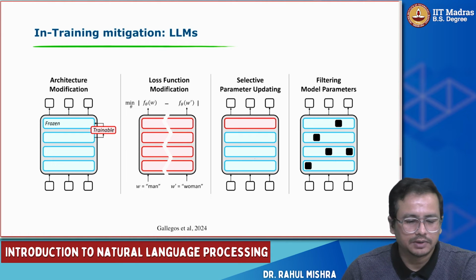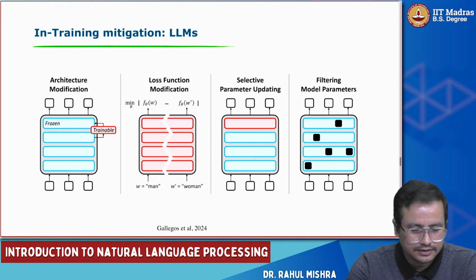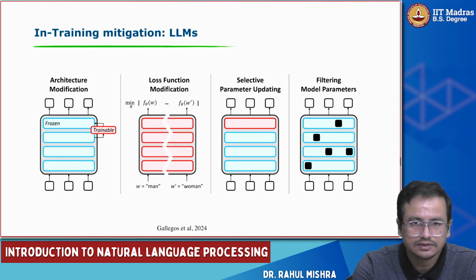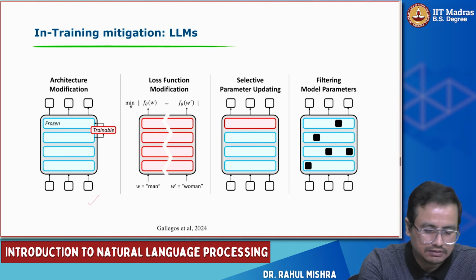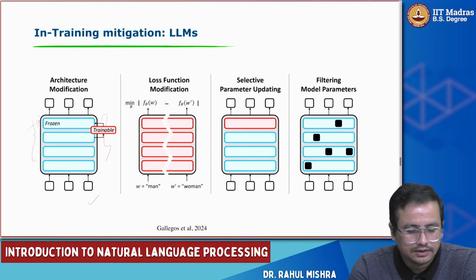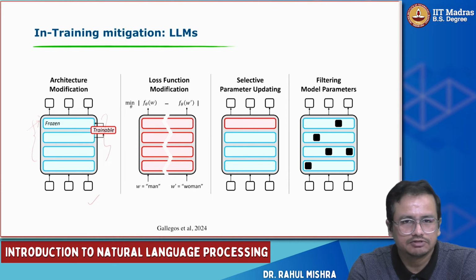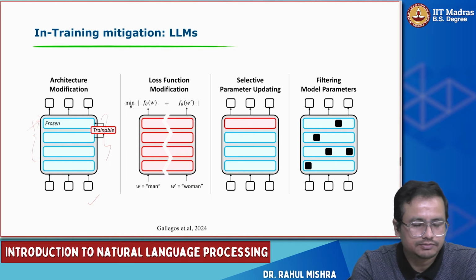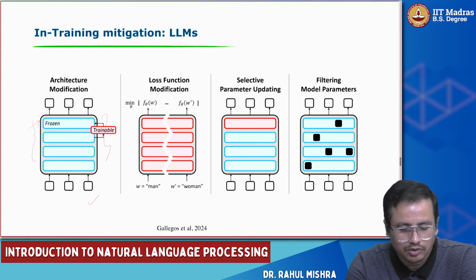the next method is in-training mitigation of biases. And in this, we had seen multiple categories of methods. One of the categories was architecture modification, where maybe, let's say this is a transformer having multiple layers. We might want to freeze one of the layers, or maybe make it trainable, non-trainable, and so on. And maybe this layer itself is responsible for learning some gender specific things, and we want to freeze it, and we don't want to learn those things maybe, or vice versa, and so on.